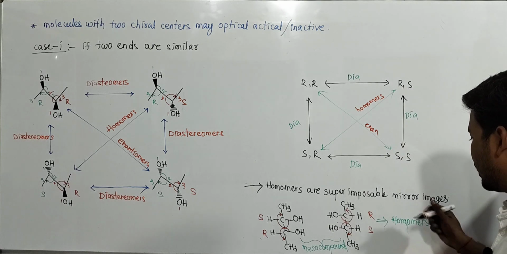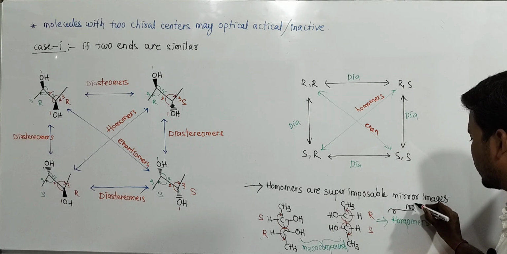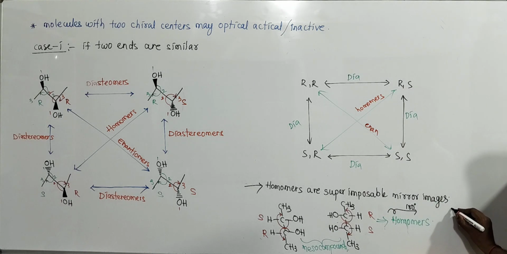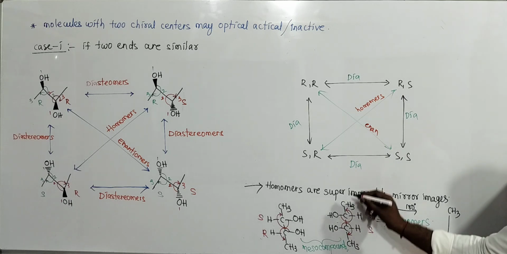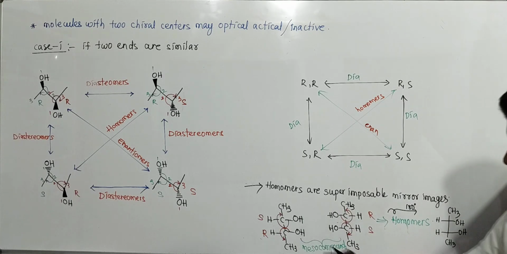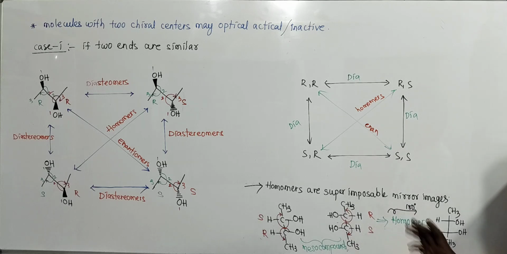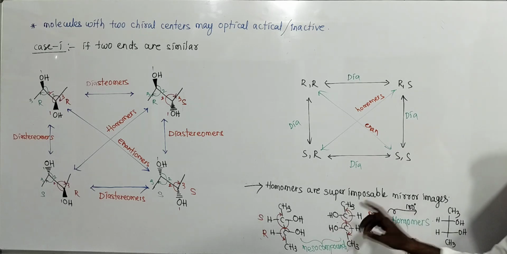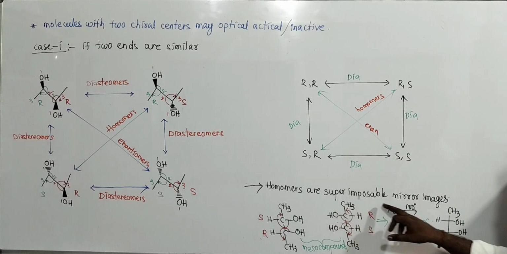If you rotate it by 180 degrees, then top becomes bottom and bottom becomes top, CH3 only, and left becomes right, right becomes left. If you place this one, they will become superimposable. 1 and 3 are superimposable, which means 1 and 2 are meso compounds, and 1 and 2 are homomers. Homomers are superimposable.